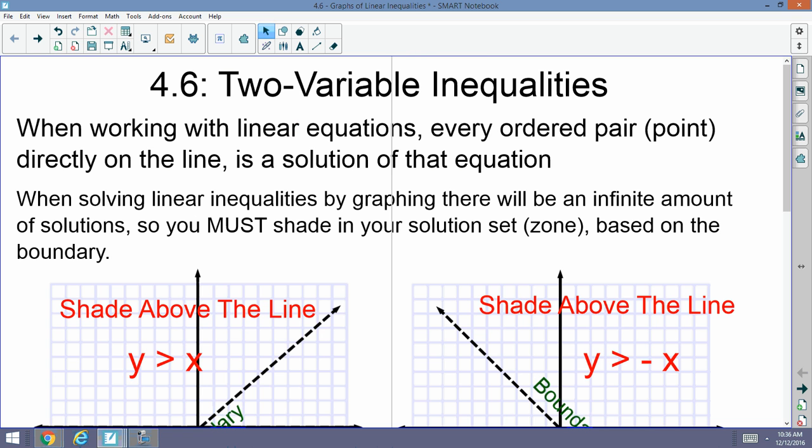I'm so silly. When working with linear equations, every ordered pair point directly on the line is a solution of that equation. However, when solving linear inequalities by graphing, there will be an infinite number of solutions. So you must shade in your solution set or your solution zone based on the boundary.